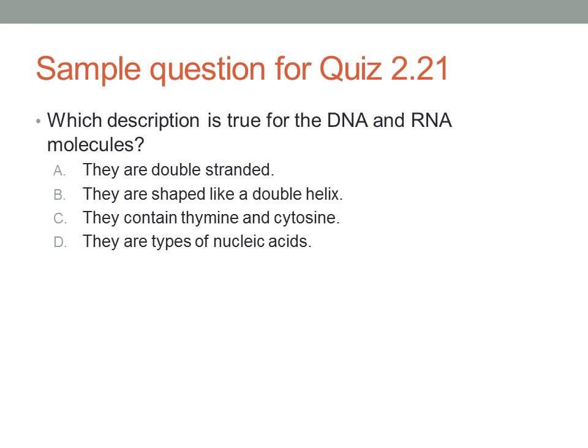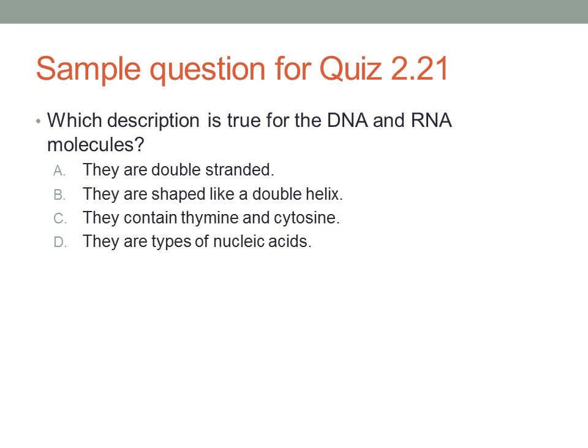So here's a sample question for quiz 2.21. Which description is true for the DNA and RNA molecules? A, they are double-stranded. B, they are shaped like a double helix. C, they contain thymine and cytosine. Or D, they are types of nucleic acids.